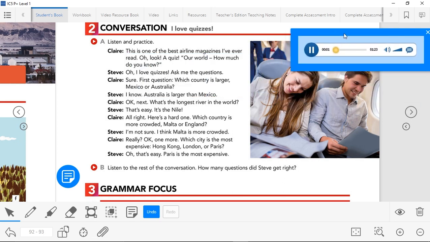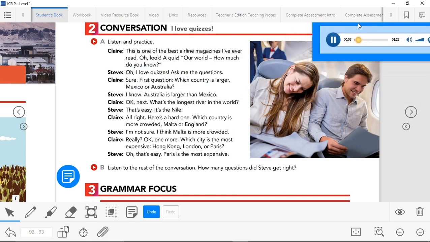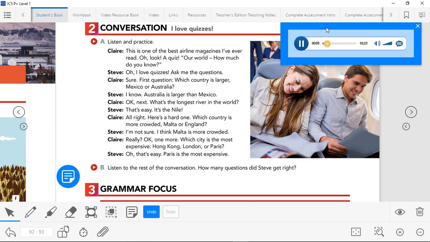Page 93. Exercise 2. Part B. Listen to the rest of the conversation. How many questions did Steve get right?